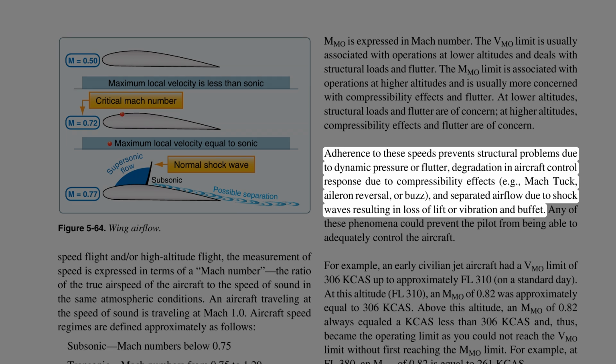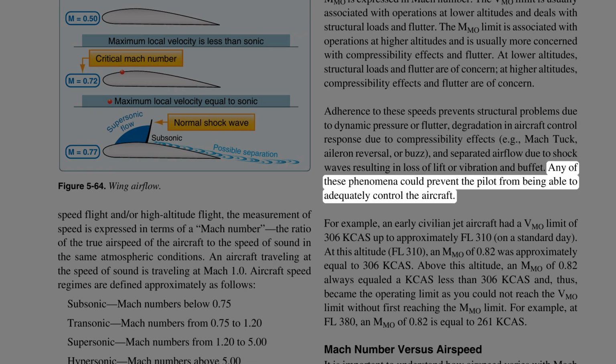Adherence to these speeds prevents structural problems due to dynamic pressure or flutter, degradation in aircraft control response due to compressibility effects, e.g., Mach tuck, aileron reversal, or buzz, and separated airflow due to shock waves resulting in loss of lift or vibration and buffet. Any of these phenomena could prevent the pilot from being able to adequately control the aircraft.